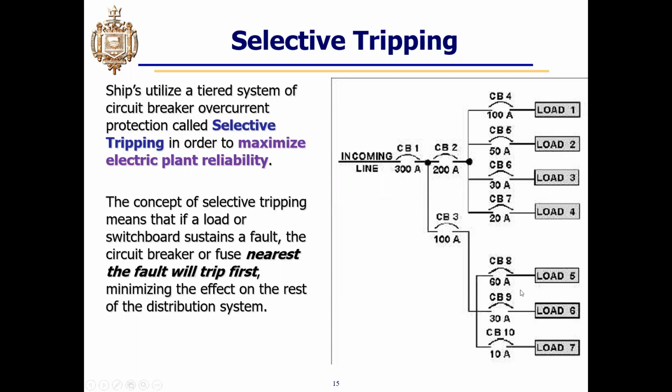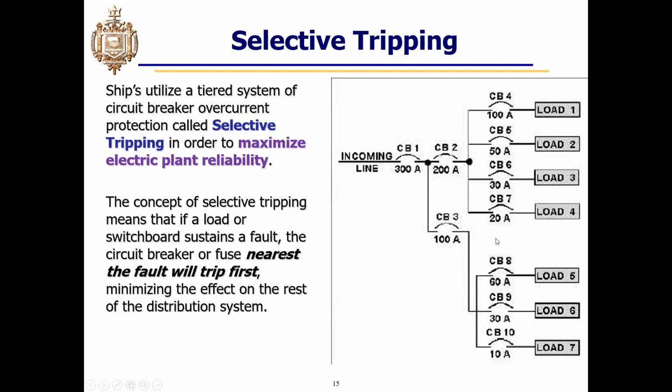So looking at this picture here, we'd see perhaps these lower loads 5 through 7 could be some lower switchboard supplied by a 100 amp circuit breaker. Well, if a short were to occur in load 7, we would want just the circuit breaker supplying load 7 to trip. We wouldn't want to lose power to the whole panel and interrupt power to loads 5 and 6 just because one load had some kind of a fault condition occurring to it.